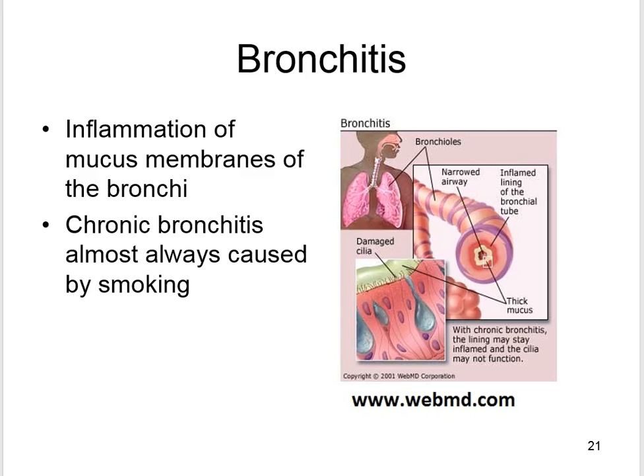Bronchitis is an inflammation of the mucous membranes of the bronchi, and chronic bronchitis is almost always caused by smoking. Okay, you have that thick mucus, damaged cilia.